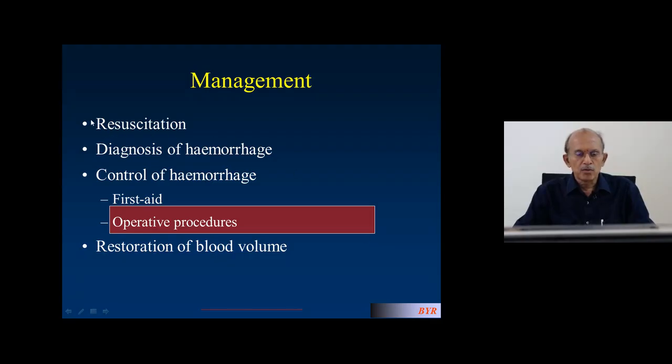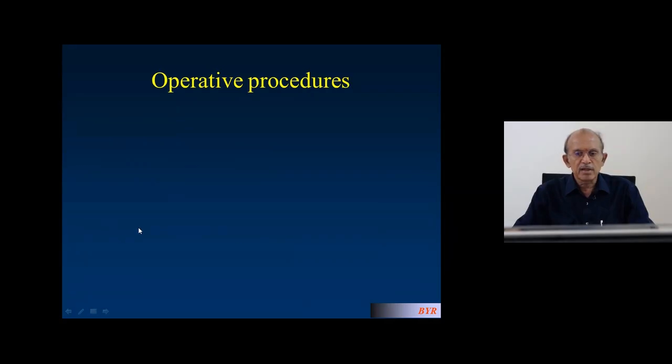So I told you the first step you have to do is resuscitation, then you have to go for diagnosis of hemorrhage, then you have to go for control of hemorrhage by first aid measures, that is pressure and packing, rest and elevation, application of tourniquet, then operative procedures.